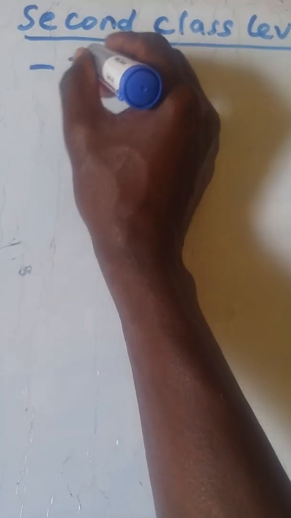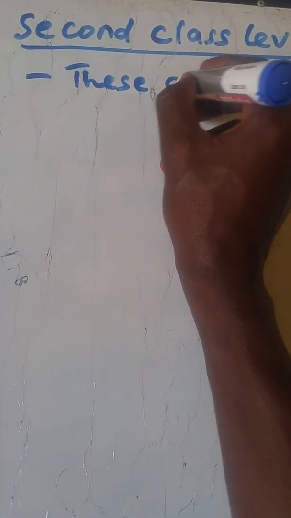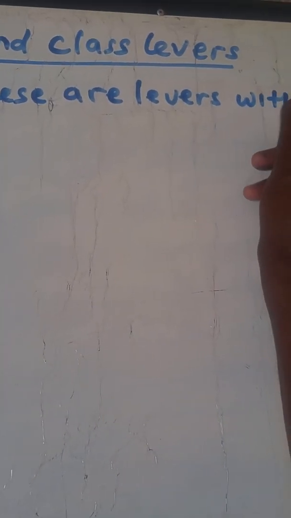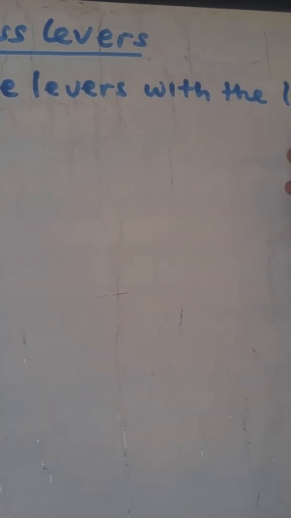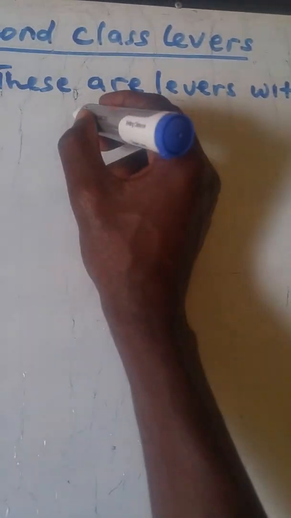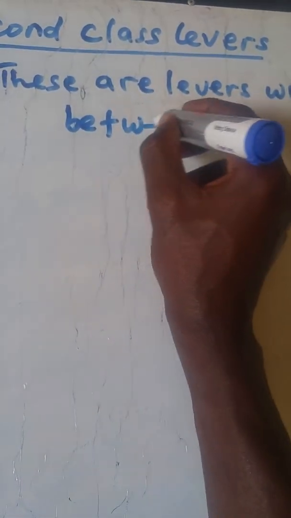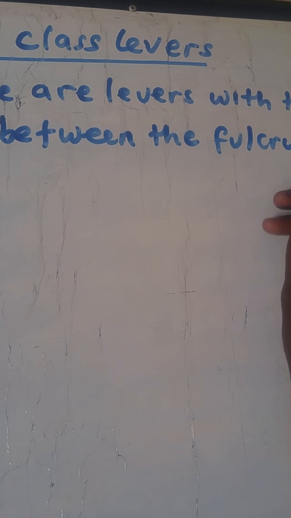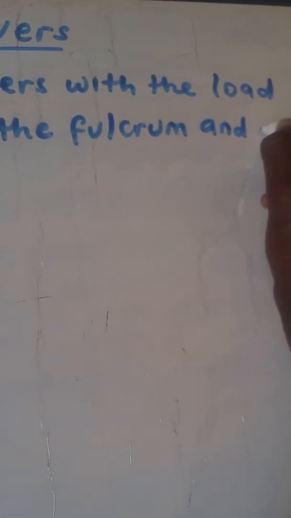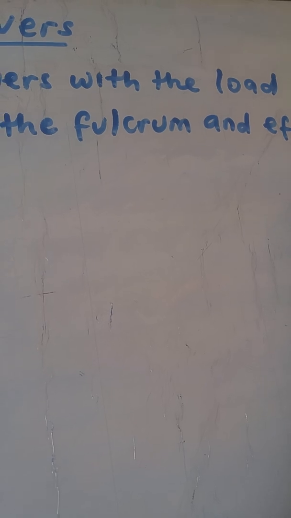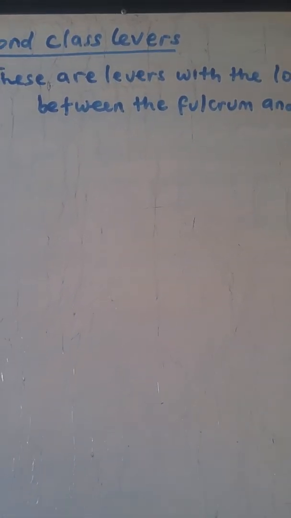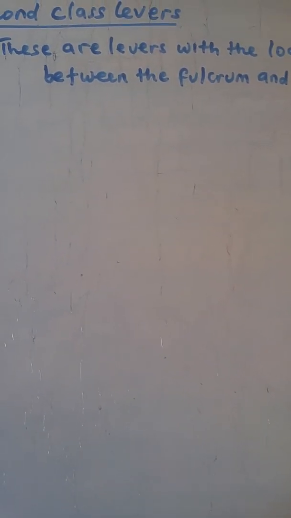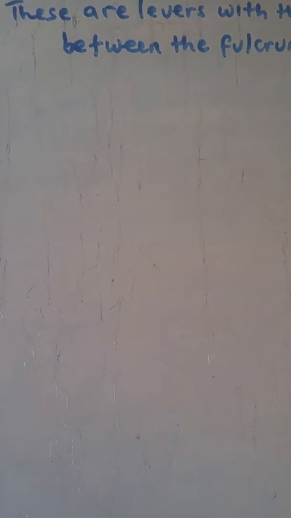So this one we shall say, these are levers with the load between the fulcrum and effort. You see? So second class levers are those levers with the load between the fulcrum and the effort. There are a number of examples.